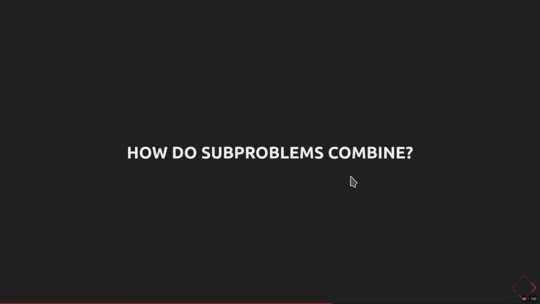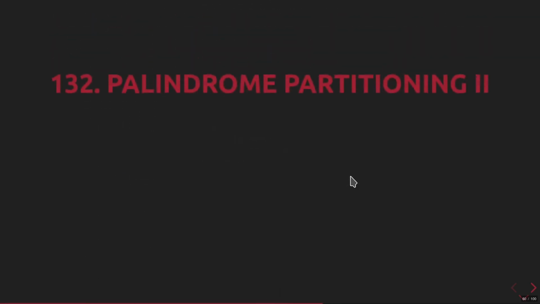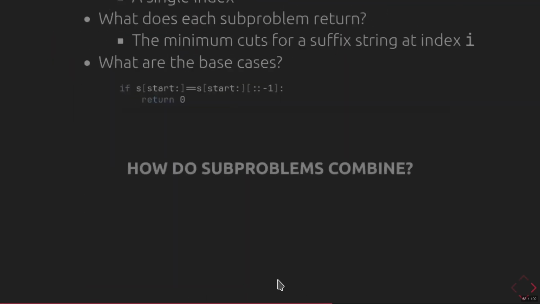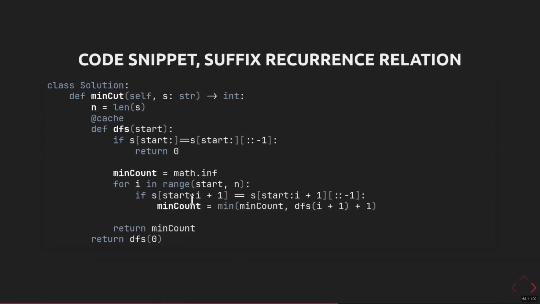So how do these subproblems combine? That's the main difficulty of this problem, at least. What is this G right here, and how are we going to accumulate things? Okay, I'm about to show you. This is my base case. I just check, hey, if I have a palindrome here, and if I do, I don't need to cut it at all. It's already a palindrome, I get to return 0.